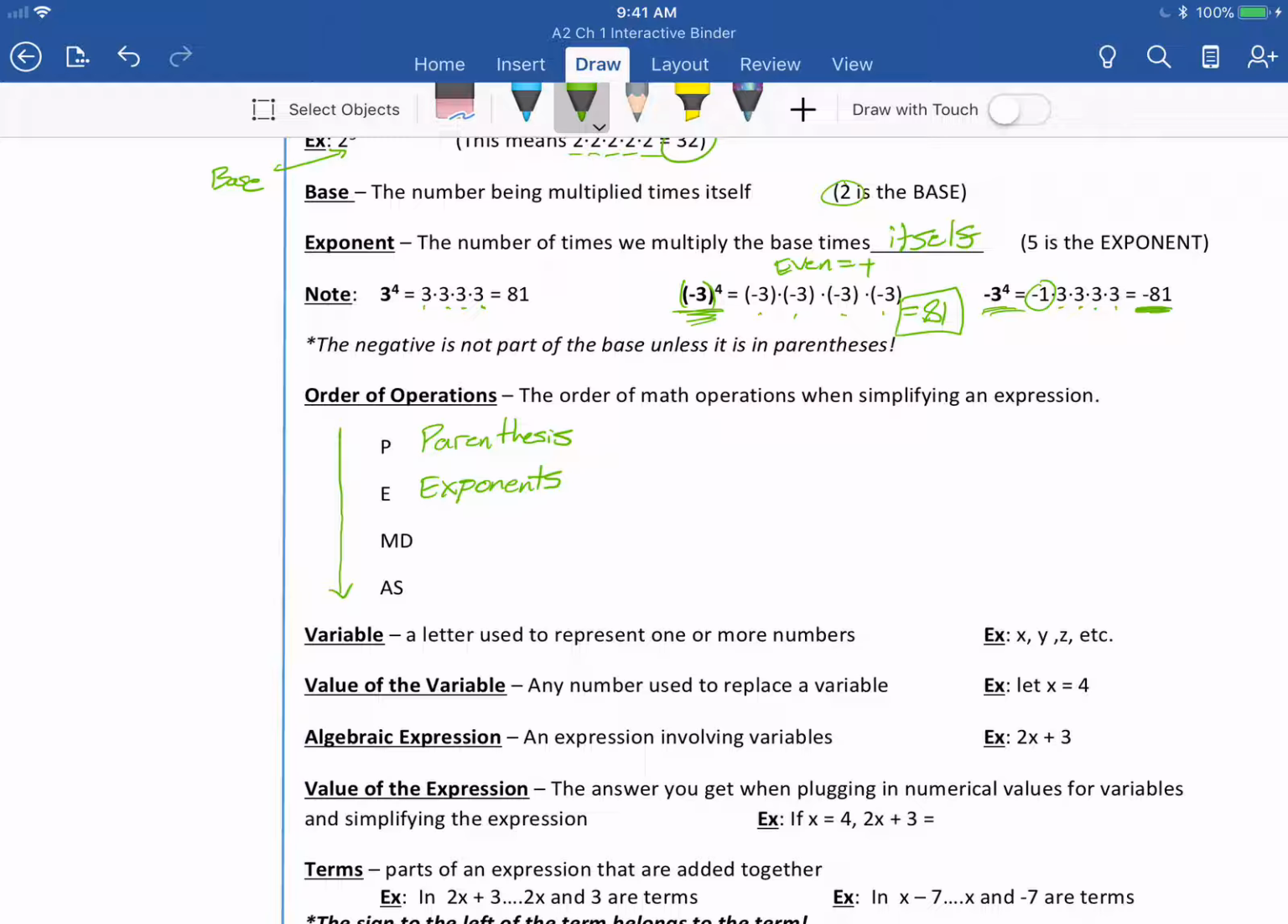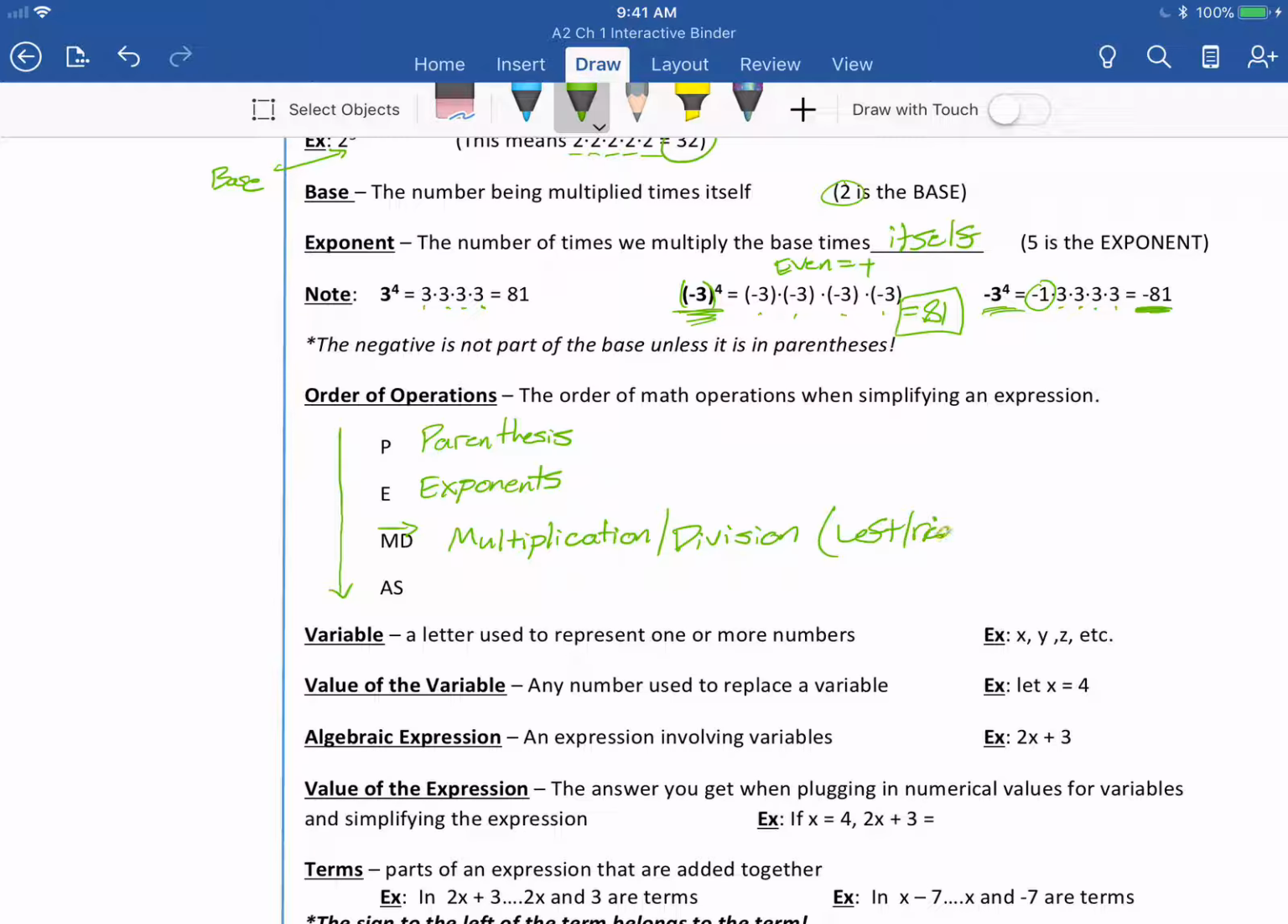So you've got to do what's inside the parentheses first and then raise it to that power. All right. Next, the M and the D mean multiplication and division. Notice here that these are kind of on the same line. They're not different, because we have to work them from left to right. So maybe you want to write yourself a little note in here: we've got to work those from left to right.